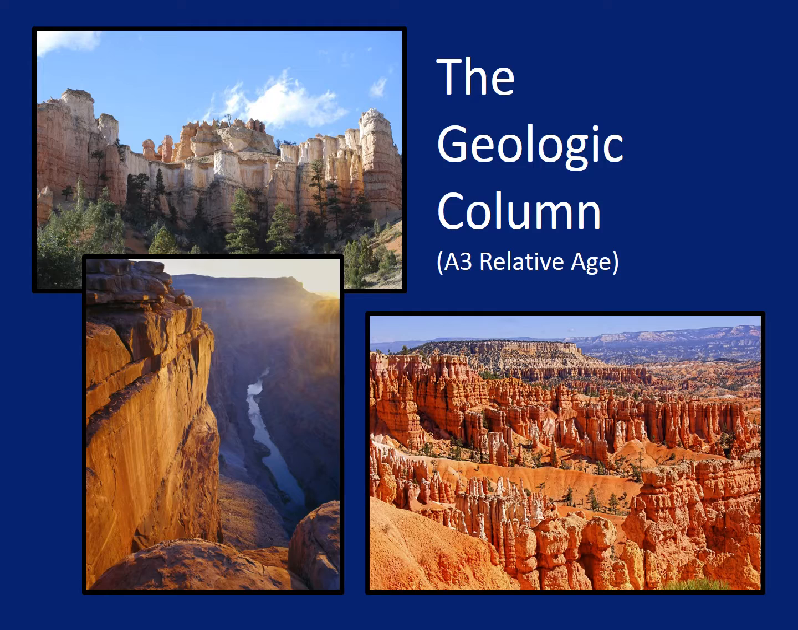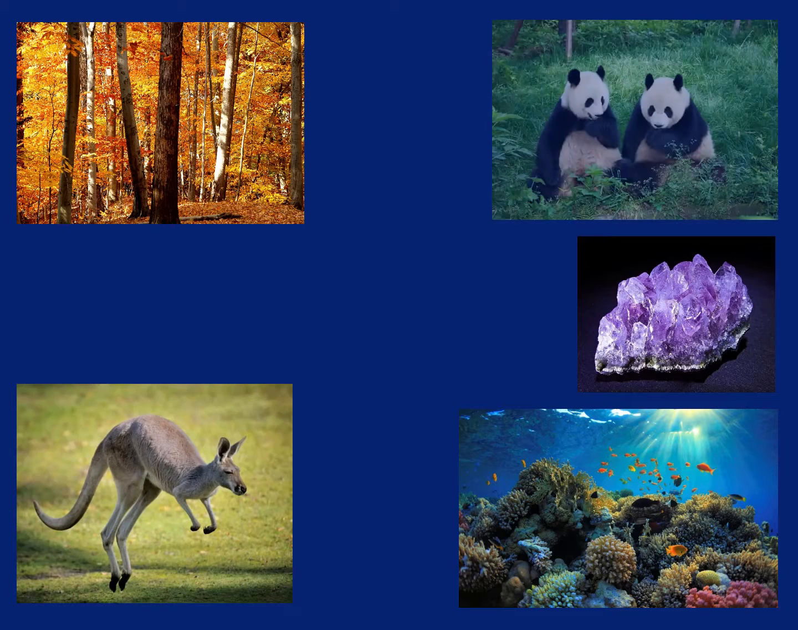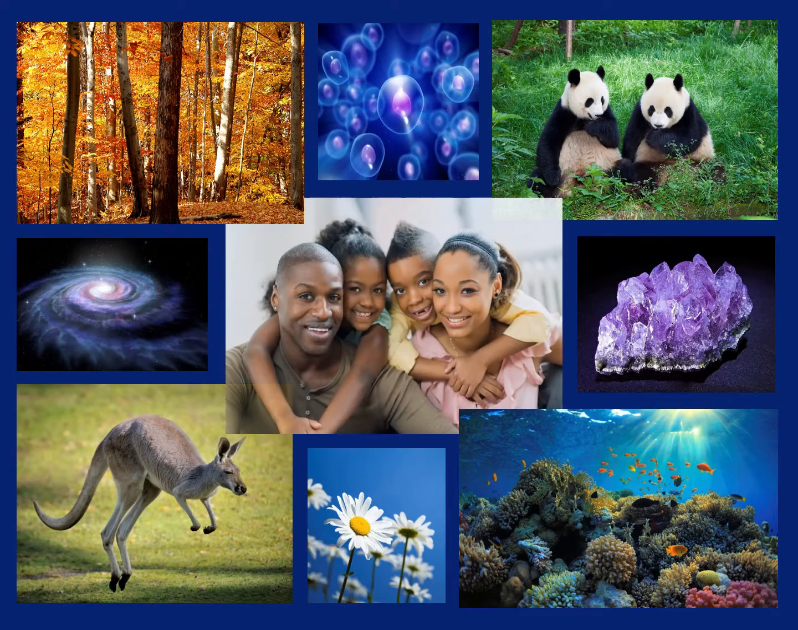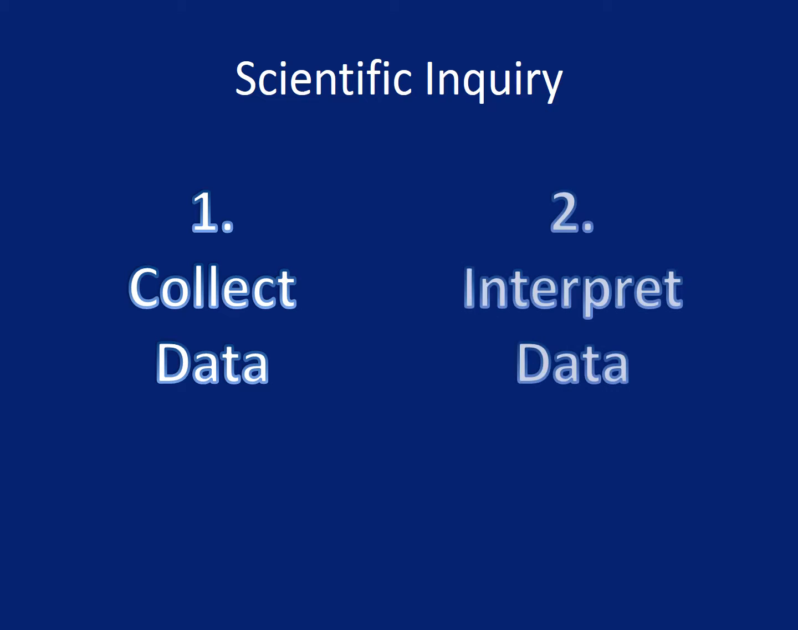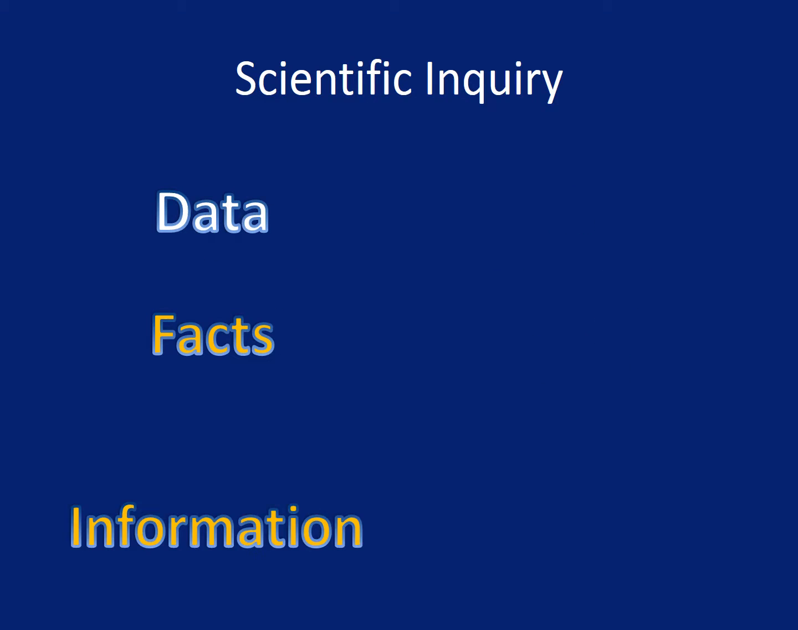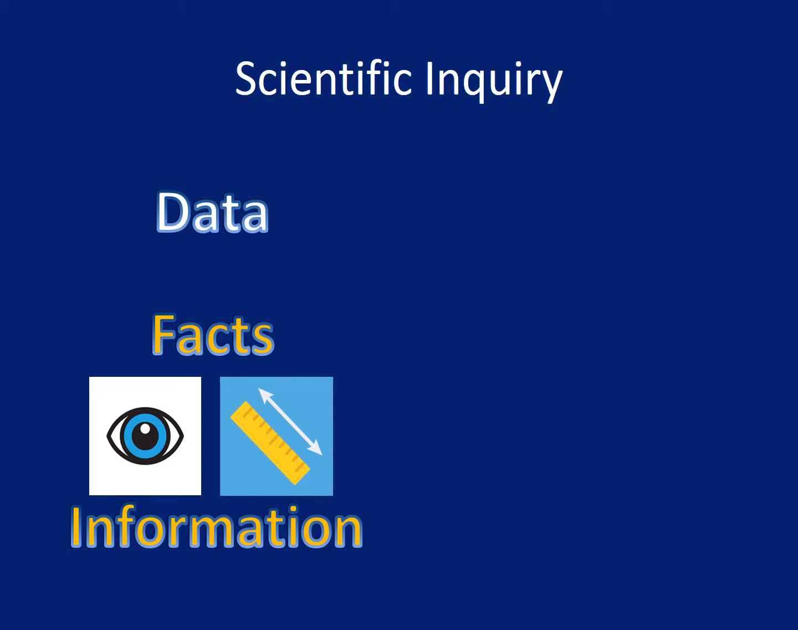The geologic column, relative age. Scientists study all kinds of things. In the process of scientific inquiry, scientists do two things. First, they collect data, and then they interpret data. Data are facts or pieces of information that we gather by observing, measuring, or analyzing something.